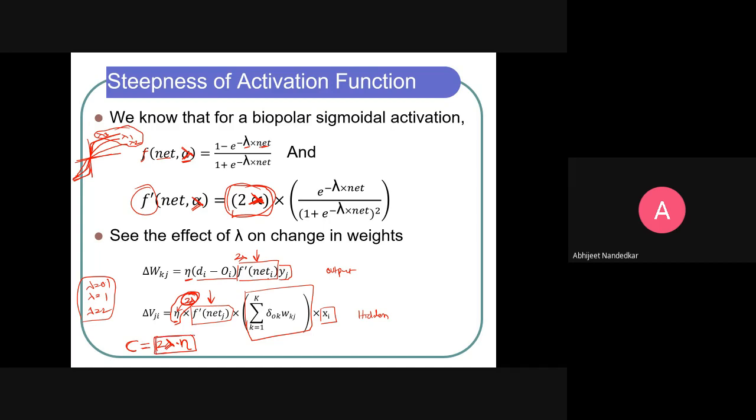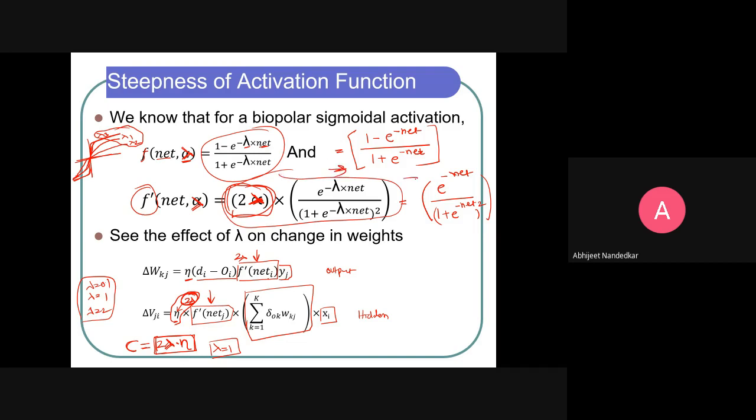So what we suggest is you keep this lambda equal to 1 in general, don't play with this number, so that this equation will be e to the power minus net divided by 1 plus e to the power minus net whole square. So this equation will be like this, and the activation function is e to the power minus net divided by 1 plus e to the power minus net. Instead of using these generalized equations, we recommend to use these two.